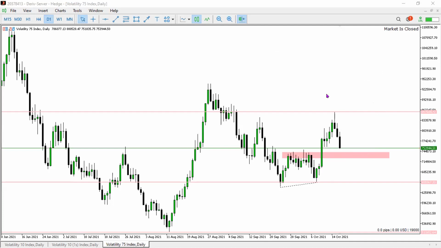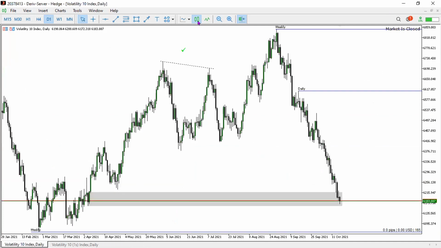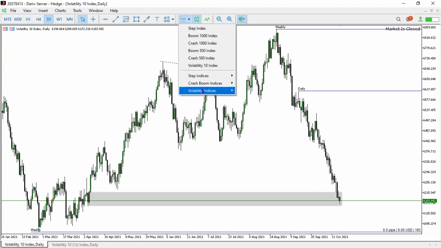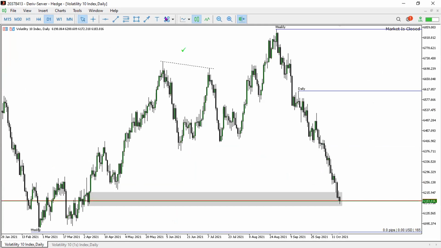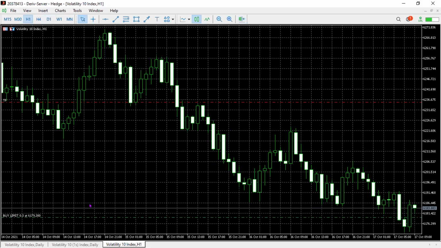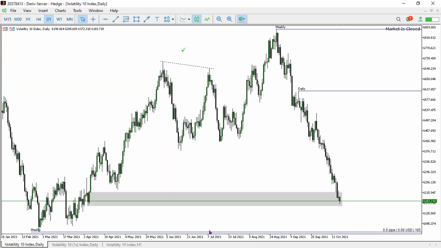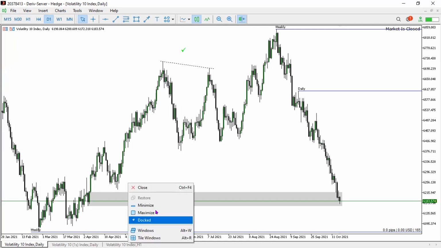Moving on from this chart, let's go to another chart. What's the other chart we can look at? Okay, let's talk about the volatility 10. Yeah, let's just use this chart.